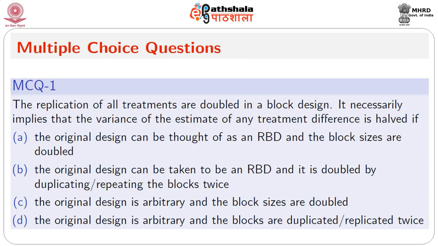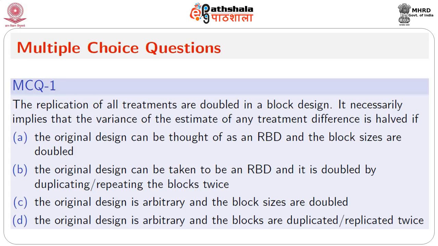And can you now show that the variance of the estimate of the treatment difference is halved? Is halved, yes. What is the third one? The third one is the original design is arbitrary and the block sizes are doubled. And the fourth one, this is the last one, is the original design is arbitrary and the blocks are duplicated or replicated twice. It's very interesting.